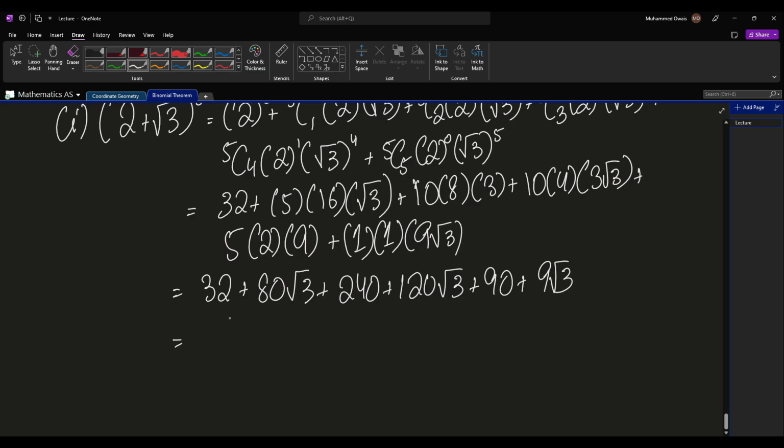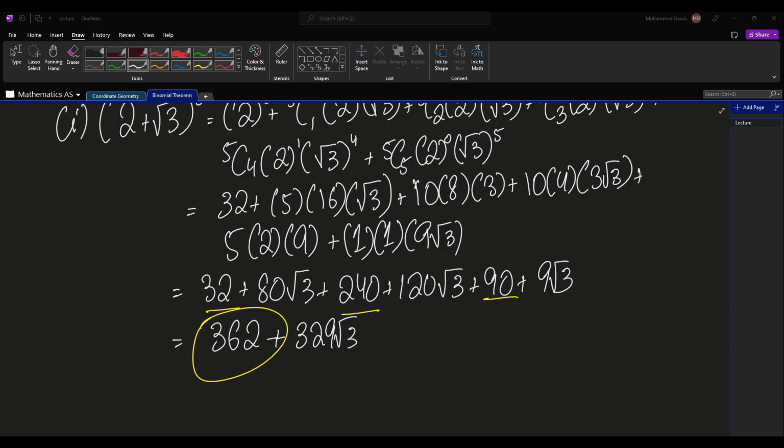Now then, to add these terms, the integer ones will get added with other integers. So 32 plus 240 plus 90 gives me 362. I added these terms, 32, 240, 90, to get 362. And now I am going to add 80 under root 3 plus 120 under root 3 plus 9 under root 3. So this would give me 209 under root 3.